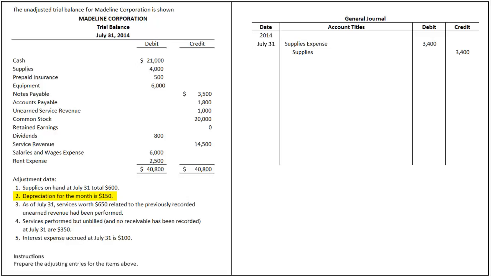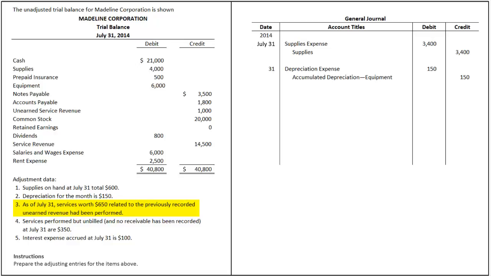To record this, depreciation expense will be debited for $150 and accumulated depreciation for equipment will be credited for the same amount. As of July 31st, services worth $650 related to the previously unearned revenue have been performed. This requires an adjusting entry for unearned revenues. An adjusting entry for unearned revenues is made to record the revenue for services performed during the period and to show the liability that remains at the end of the accounting period.